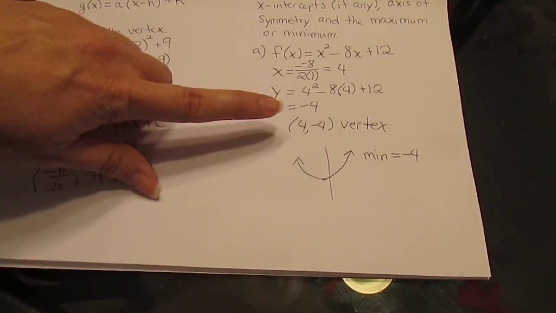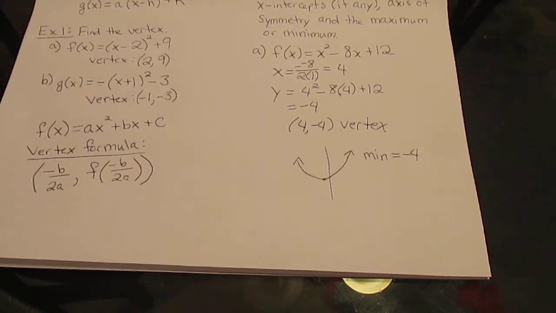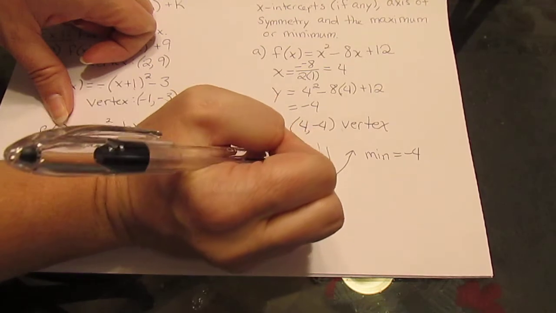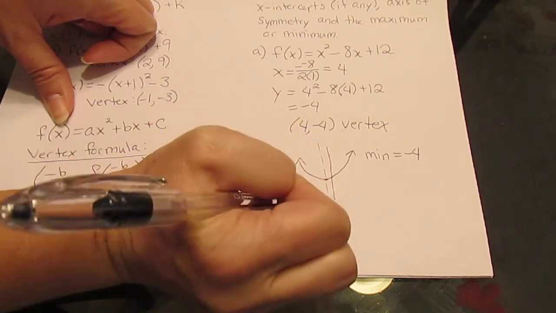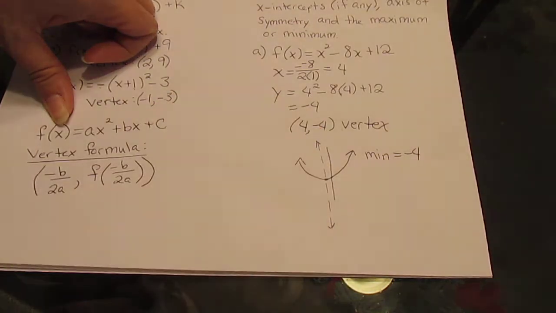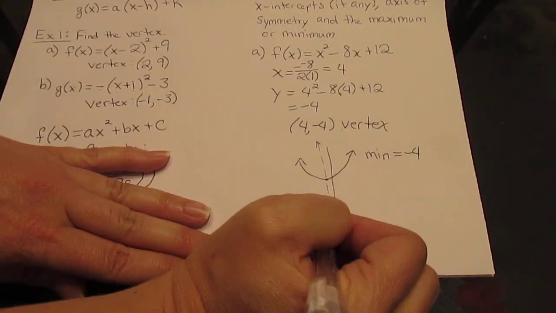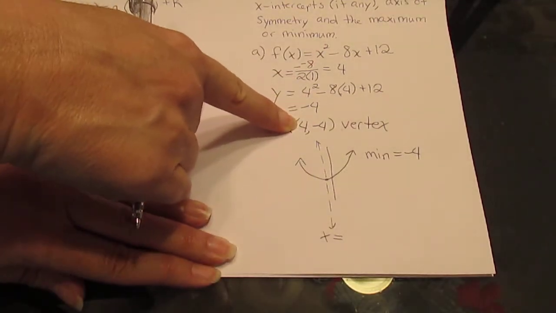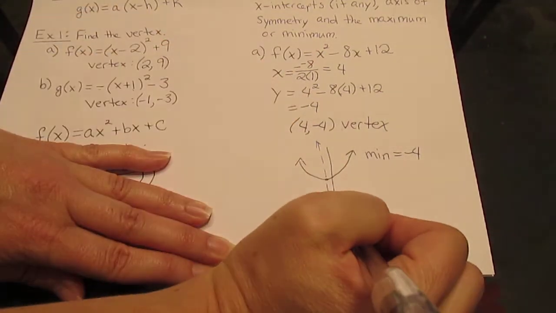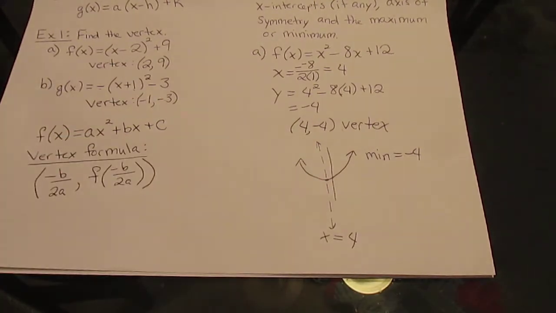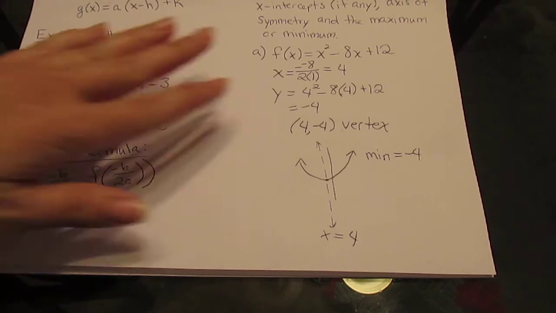Okay, this x part is actually your axis of symmetry. The axis of symmetry cuts your parabola in half. So it's a vertical line, and that vertical line is x equals whatever the x value of your vertex was. Okay, so my axis of symmetry is x equals 4.